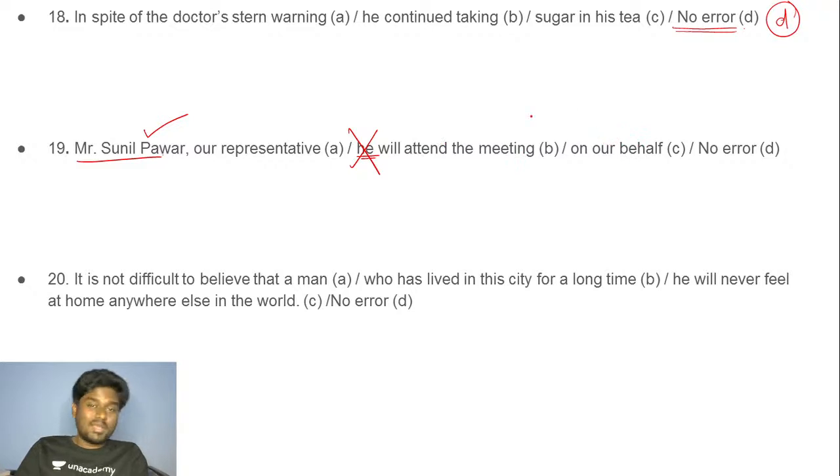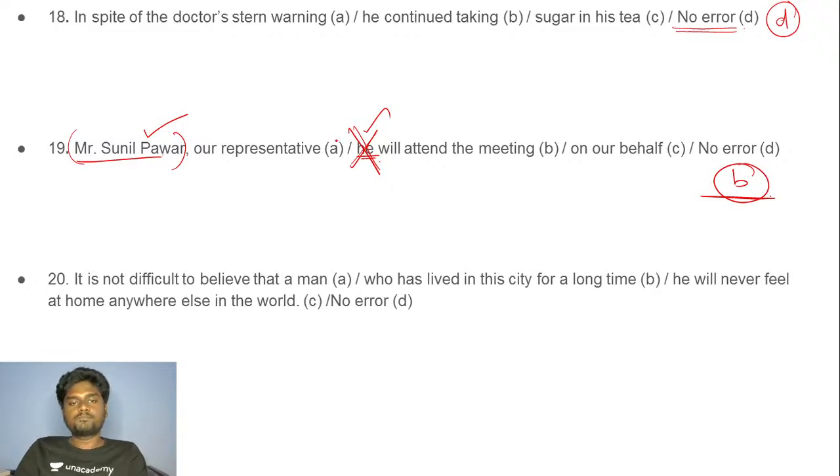That's it. Why? Because if it keeps on repeating, this he has been already mentioned for Mr. Sunil Pawar, right? So Mr. Sunil Pawar is already mentioned at the start of the sentence itself. So the use of he is unwanted. So definitely the error is with option B. Error is with option B part. Okay. Go for the next one, guys.